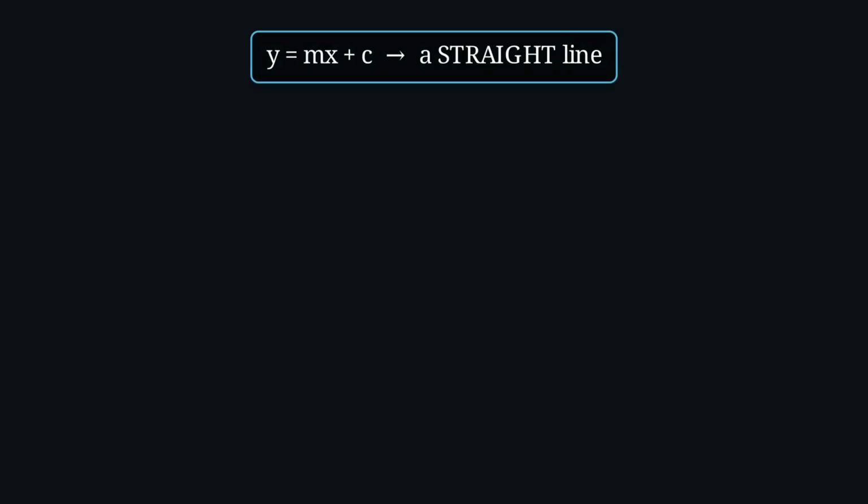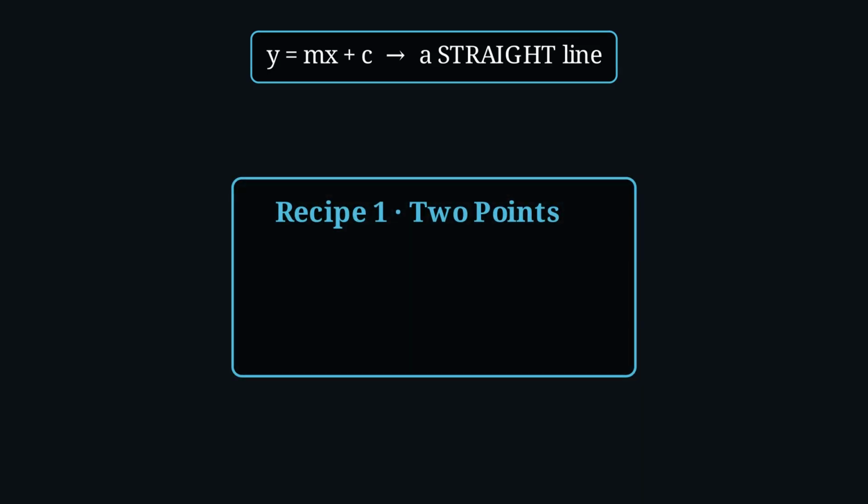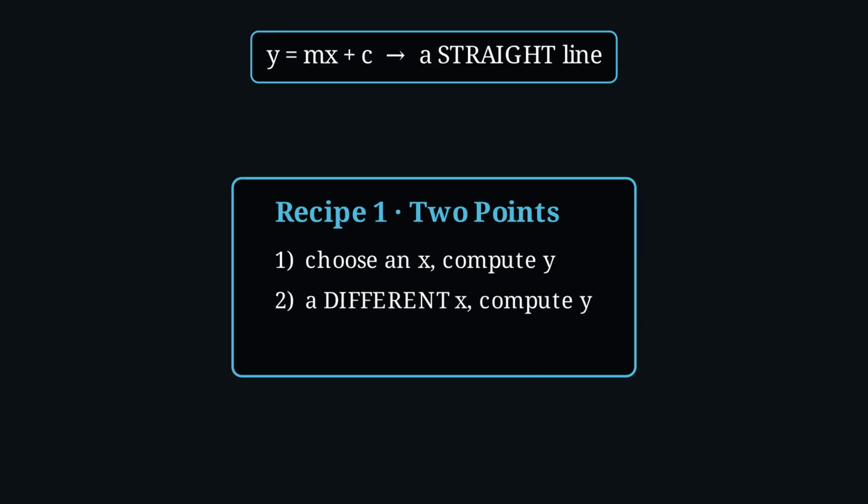Every equation in the shape y equals mx plus c draws a straight line, so two points will pin it. Recipe 1, two points. Choose any convenient x, often an integer, and substitute it to calculate y. Then a different x, and again. Plot both points, take a ruler, and draw the straight line through them. Two points pin a straight line.